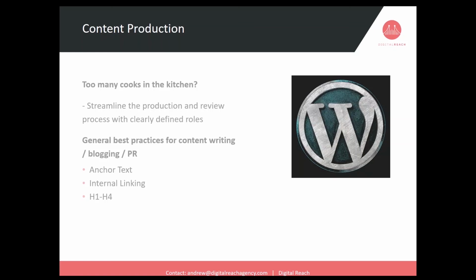So you really need to streamline your production and get the process reviewed with people with clearly defined roles. This person writes, this person reviews, this person approves. One, two, three, that's how it is, or even less. Having two people do it is even ideal, but just make sure you don't have too many cooks in the kitchen for your production of content. Then when you actually produce the content, the people who are writing and reviewing it should have a reasonably good understanding of the best practices for content, blogging, public relations, PR releases, and stuff like that. I've listed a few of these, like anchor texts, internal linking, and H1 through H4 headers. There's a whole bunch of stuff you can look at as far as best practices.